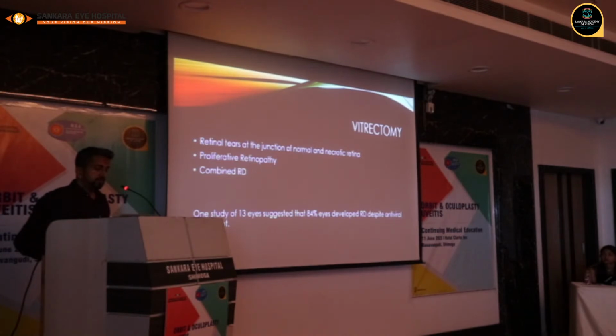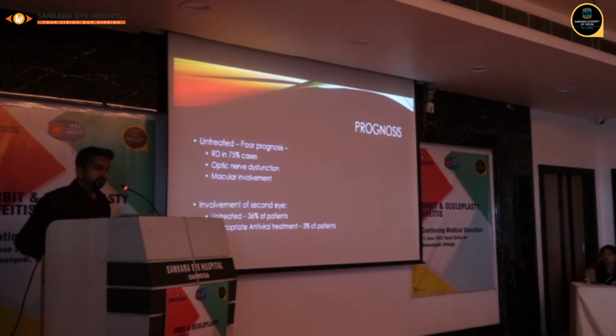Retinal tears, like I told you, occur at the junction of normal and necrotic retina. It can go in for combined RD, rhegmatogenous, tractional RD, proliferative retinopathy. RD is seen in almost 75% of the cases according to some studies. Involvement of the second eye can be seen in 36% of patients, but most of the time ARN is usually unilateral.